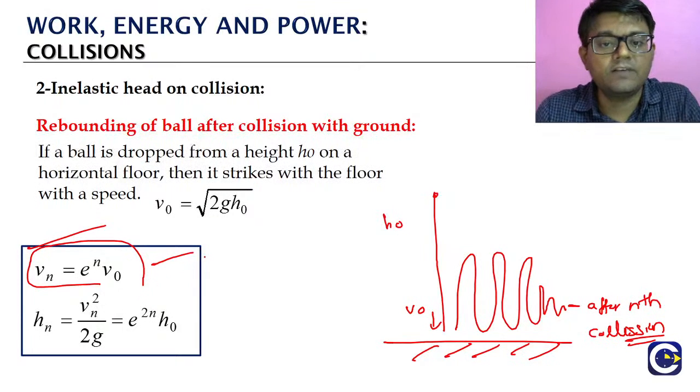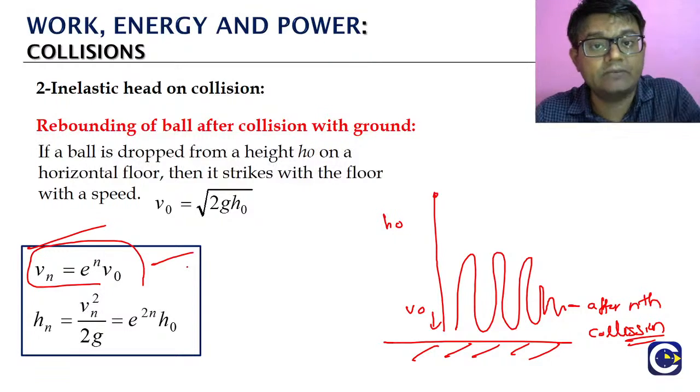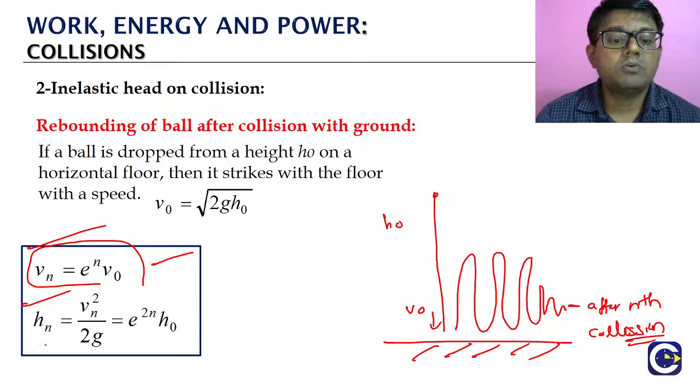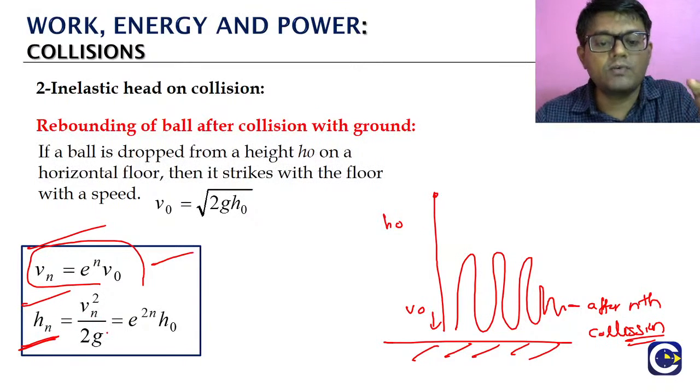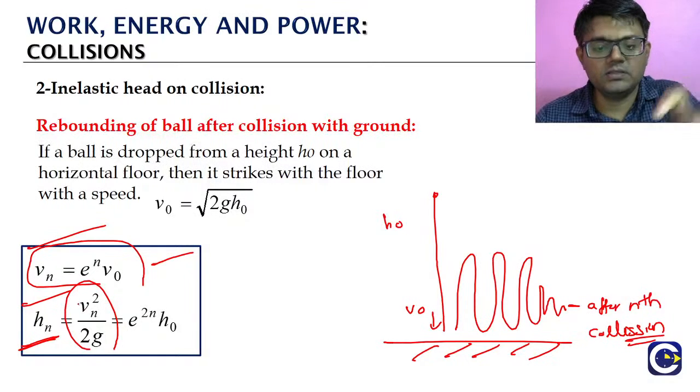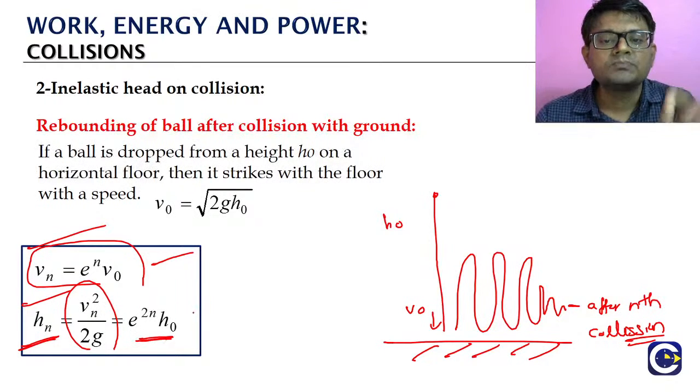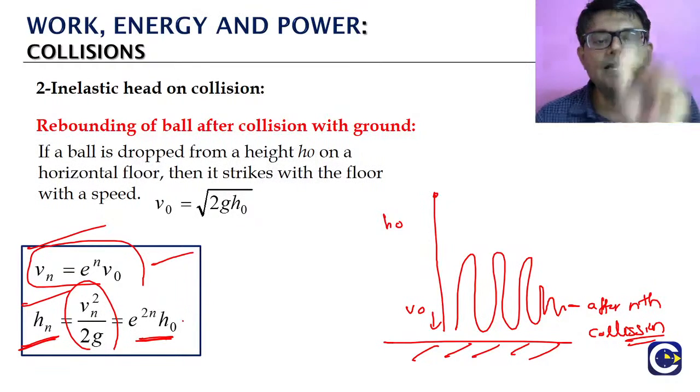Like after first, what is it? E power 1. Second, E power 2. Third means E power 3. Fourth means E power 4. Nth means it will be E power n into V naught. Similarly, what about the height to which it will go? The height will be, whatever the velocity it is having after the nth collision, square of that value divided by 2g, right? So that will be equal to E power 2n into h naught.